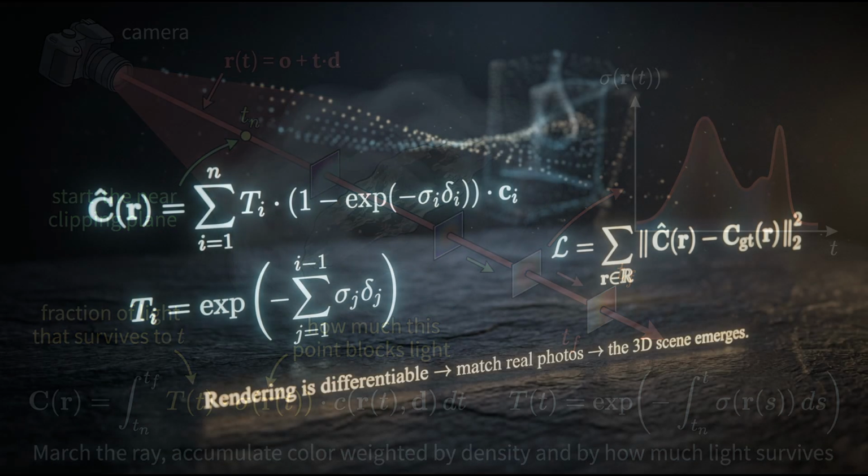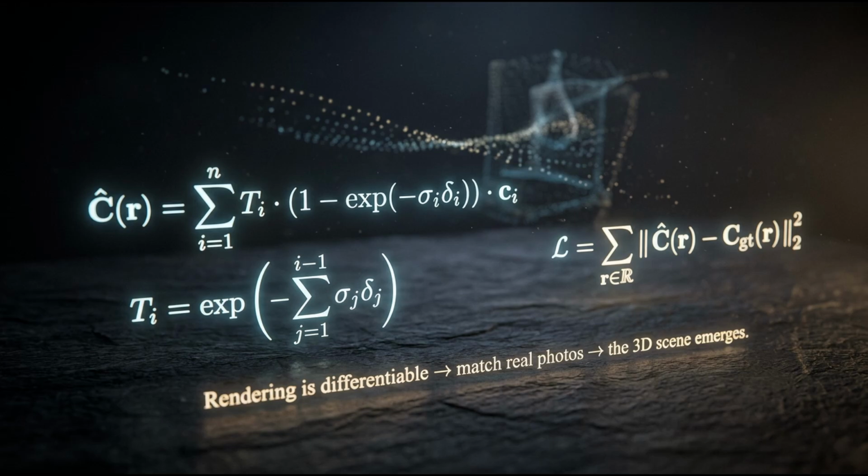And here's the beautiful part. That whole rendering process is differentiable. So you can take real photos, render the network's guess of those same photos, measure the difference, and push the error backwards through the rendering to nudge the network's weights. Do that over thousands of rays, and the network is forced to invent a 3D scene whose renderings match your photos, even from viewpoints it never saw. You get photorealistic novel views out of a network you trained purely on 2D images. No depth sensor required. That was the shock of NeRF.